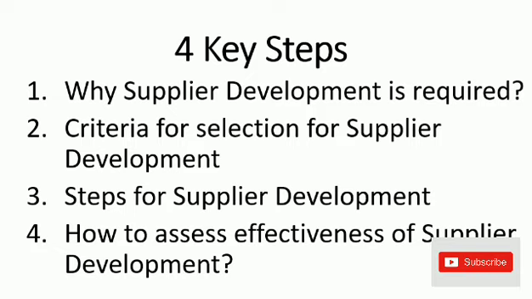So if I summarize everything, the 4 steps. The first step is why the organization has to go for the supplier development process. Step number 2, once they decide, what will be the criteria for supplier development. Then step number 3, how to do the supplier development. And then step number 4, how to assess whether the supplier development process is going in the right direction or is not giving the desired results.